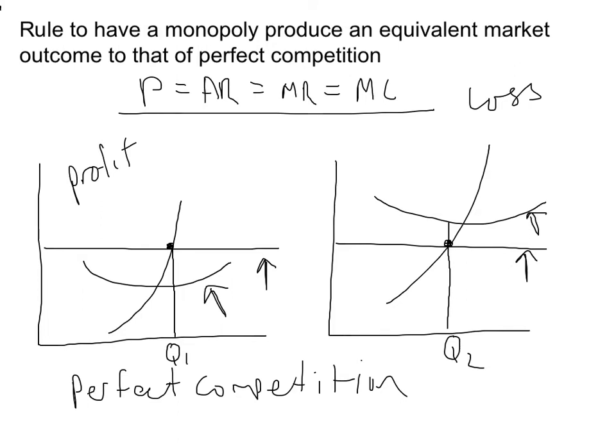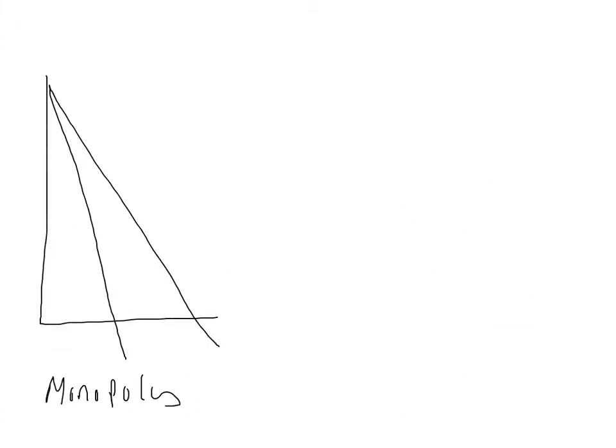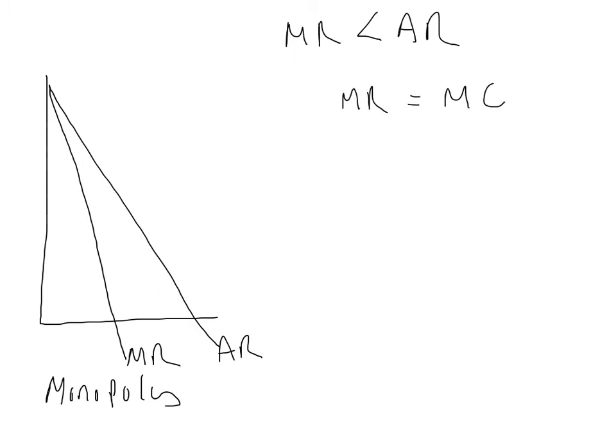Alright, let's go and have a look at monopoly. So here we have monopoly, and we realise straight away that there's a separation between the average revenue curve and the marginal revenue curve. What we can see is that the marginal revenue is less than the average revenue. So let's go back and put that rule in for perfect competition. Here we go: marginal cost equals marginal revenue equals average revenue equals price.